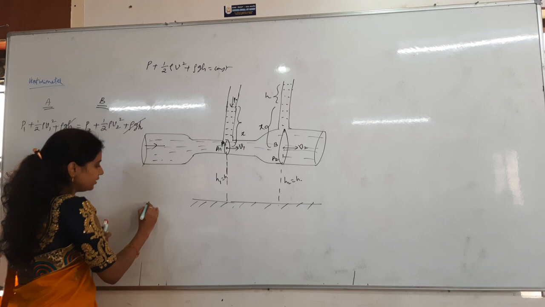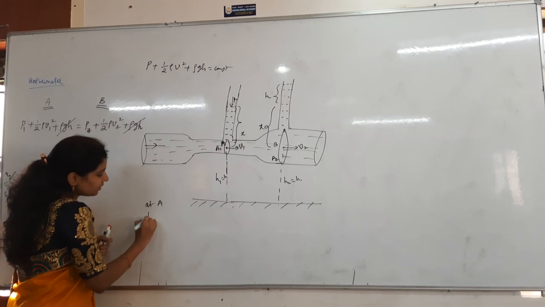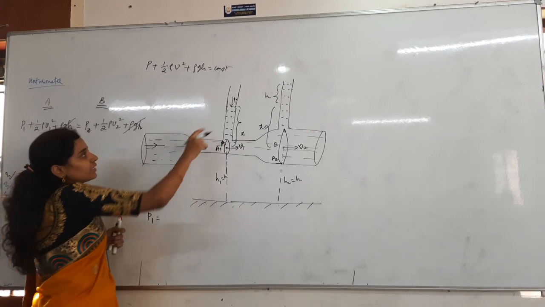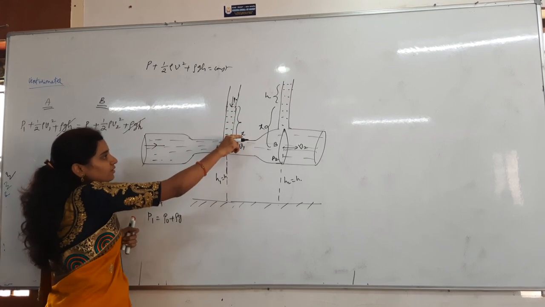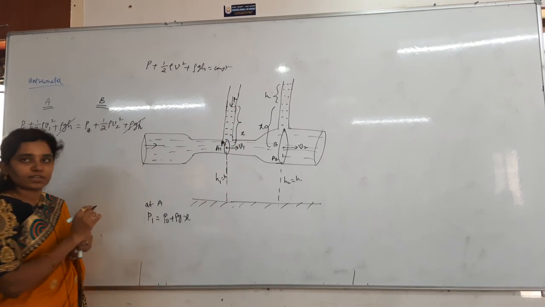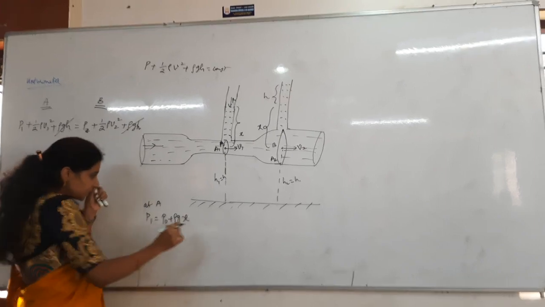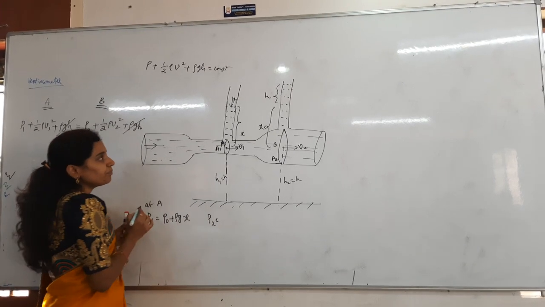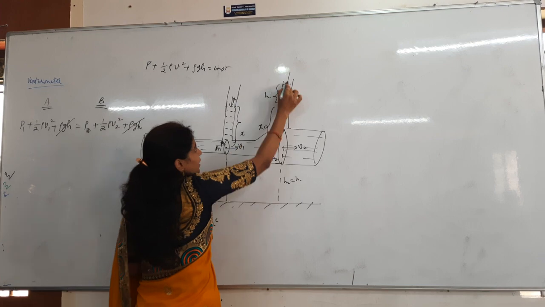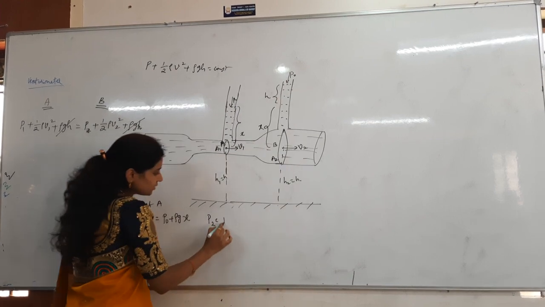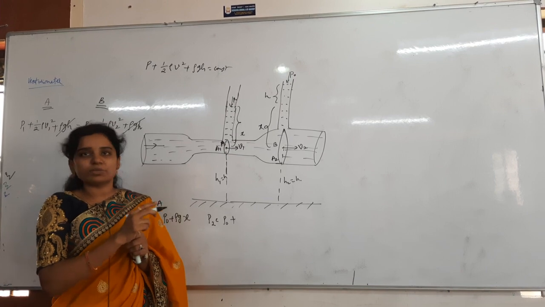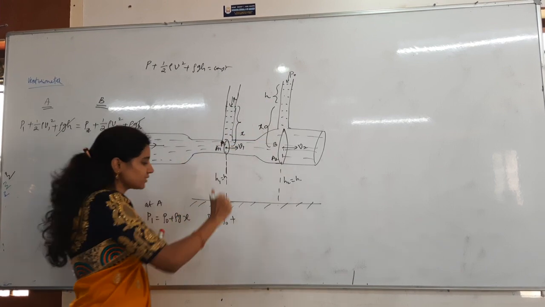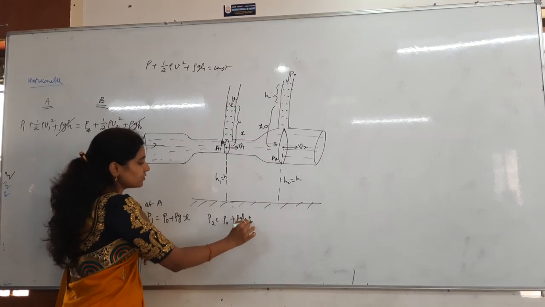Now at A, pressure is P1. P1 is equals to what I can write? P0 plus rho G into what is the height of the liquid column? X is the height of the liquid column. Then P2 is equals to P0 plus, again it is open right for the atmosphere, P0 plus, then what will you get here? Rho G H plus X. Why? Because total height is here H plus X. Rho G H plus rho G X.